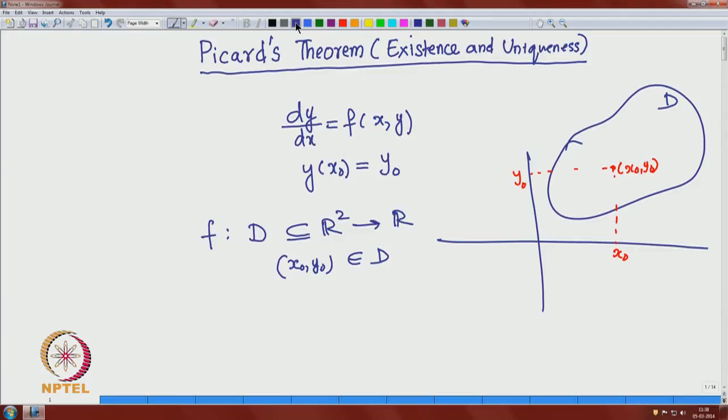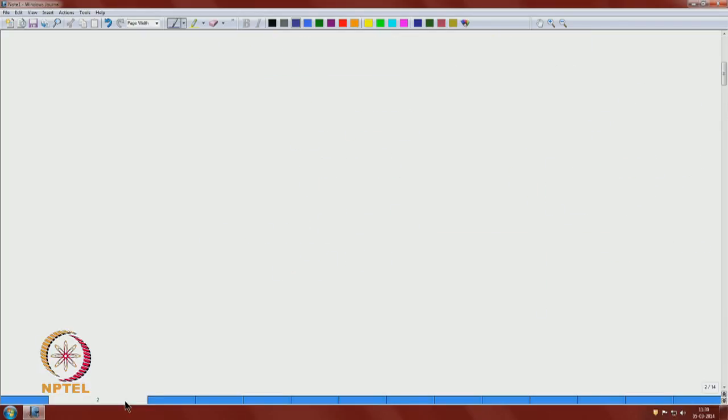And we now prove the existence of solution and uniqueness of solution under Lipschitz condition with respect to y and a continuity condition with respect to x. So, Picard's theorem gives both existence and uniqueness. The uniqueness part we have already proved, and in this theorem I will concentrate only on the existence part. So, let me state Picard's theorem.